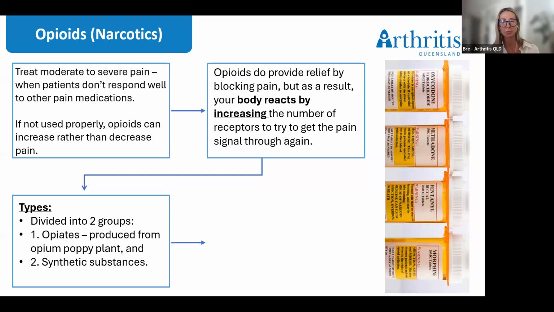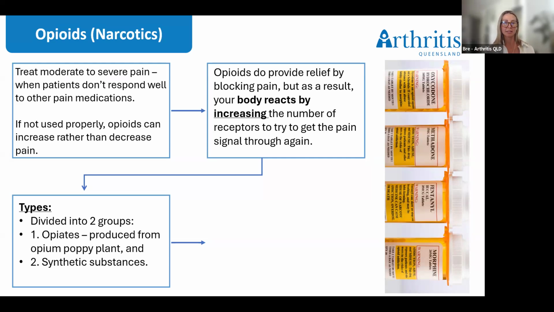So the first one is opiates, which is produced from the opium poppy plant, and that includes the illegal opioid heroin. And then the second type is the synthetic substances. So this is produced in the lab from chemicals, and commonly used opioid medicines contain active ingredients such as codeine, fentanyl, morphine, oxycodone, methadone, and tramadol. And these are just to name a few, but there's definitely more out there.